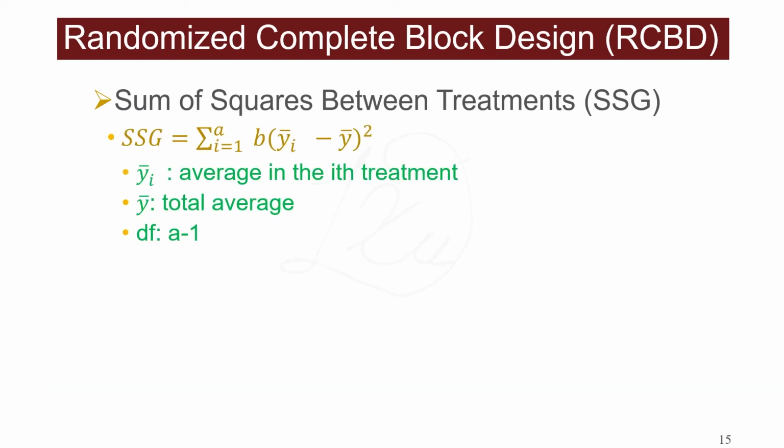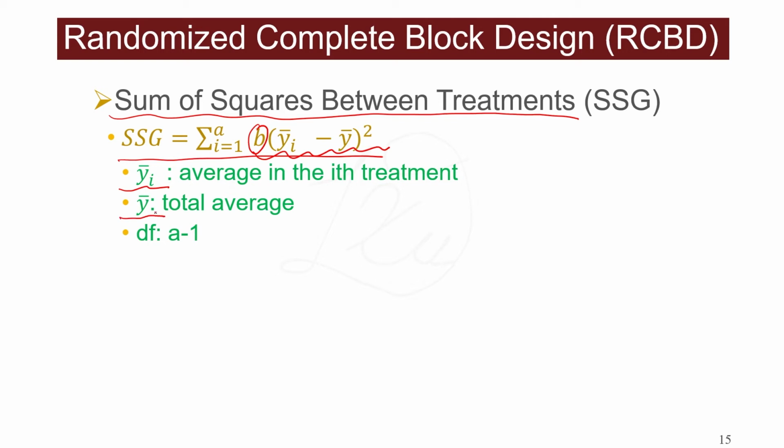In the ANOVA table, the sum of squares between treatments is calculated using this equation. You sum up this term for each of the A treatments. B is the number of blocks. Y bar i is the average in the ith treatment, and Y bar is the total average for all observations.